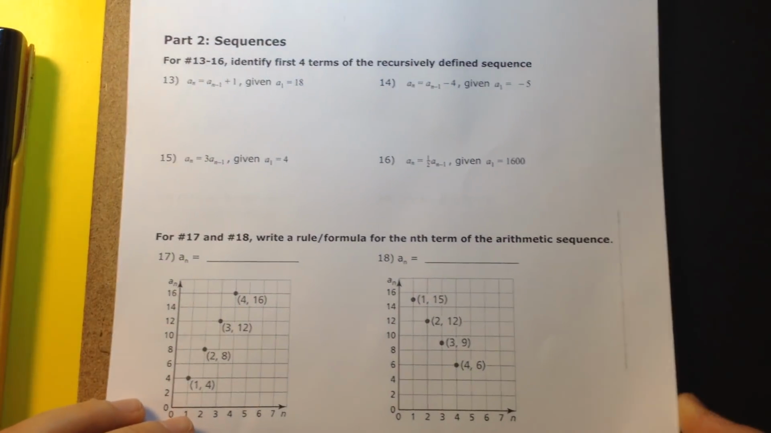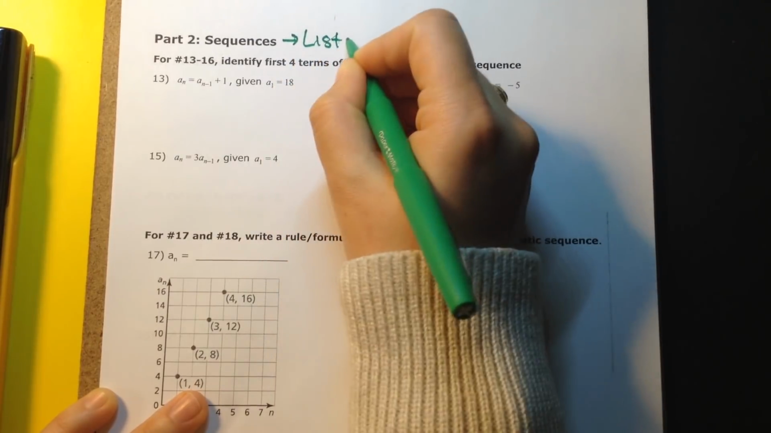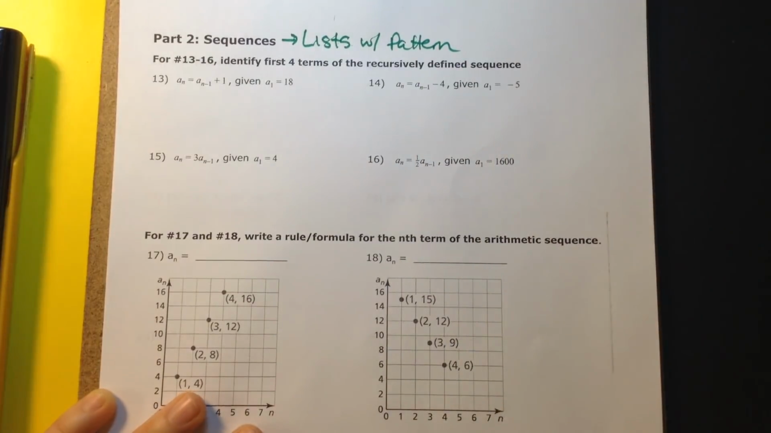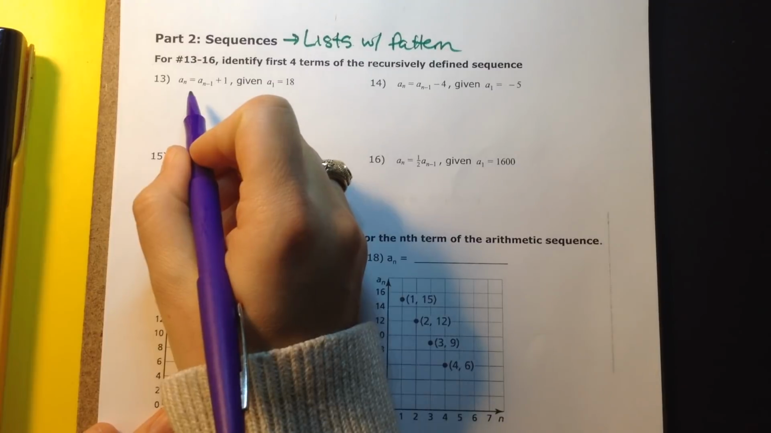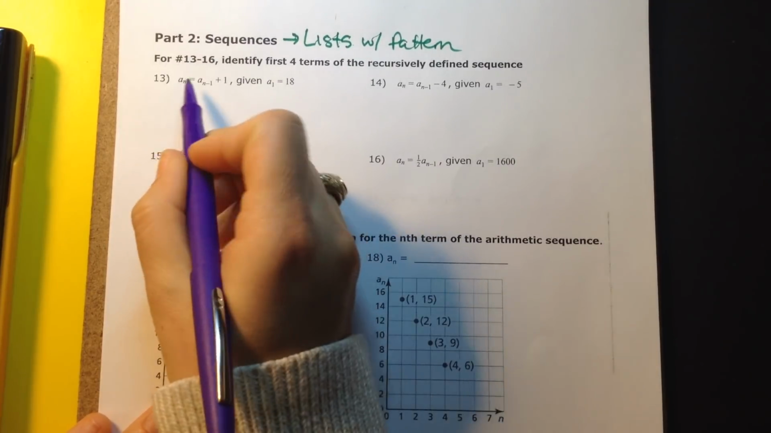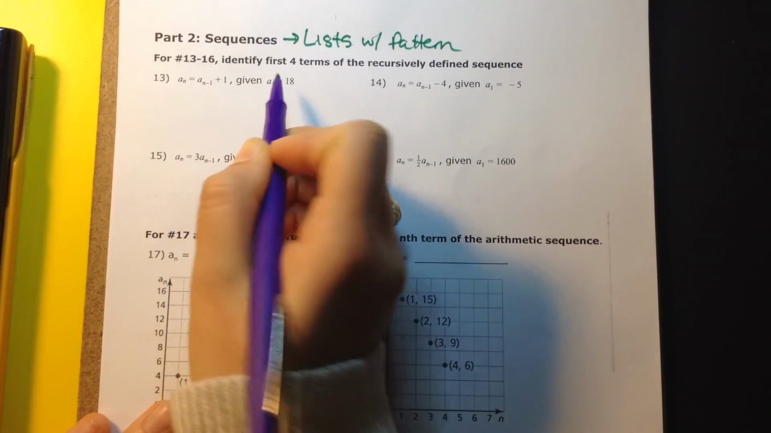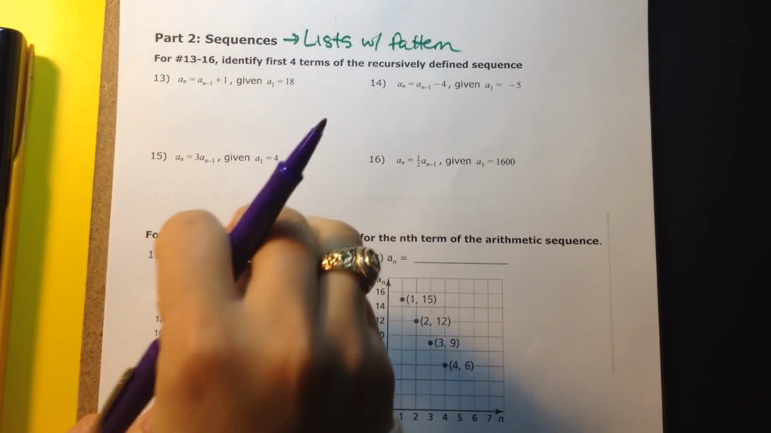On to the second part, which is sequences. If we remember, sequences are just lists of numbers with a pattern. All we have to do is figure out what pattern we're using and continue that pattern to make our list of numbers. Number 13 tells us, in the complicated format that sequences use, a sub n equals a sub n minus 1 plus 1, given a sub 1 equals 18. Confusing notation, simple information.